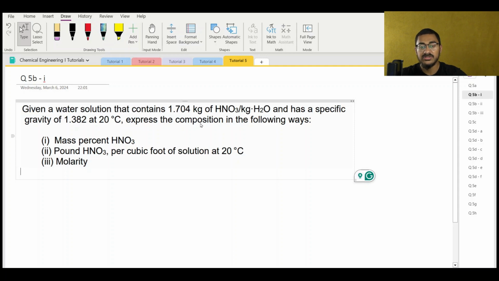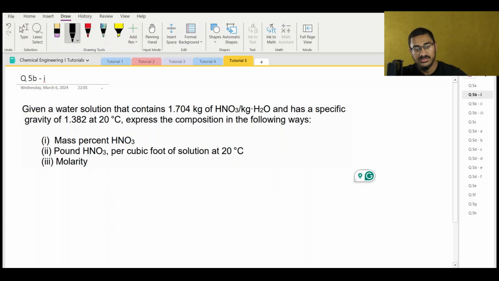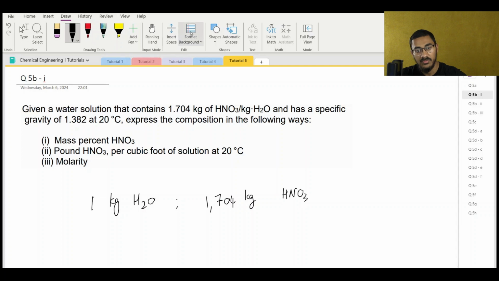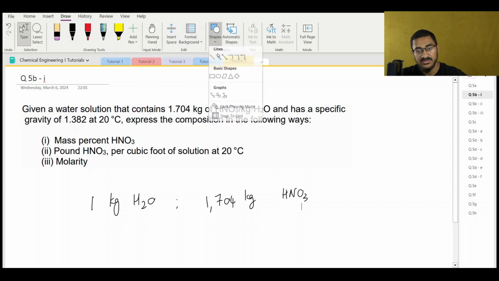And they want us to express the composition of this acid in the following ways. Firstly, give us the mass percentage of nitric acid. So how I'm going to begin this is, I'm just going to rewrite the ratio, okay? I know that for every 1 kilogram of water, I've got 1.704 kilograms of nitric acid. Okay, let me just put this in a box.